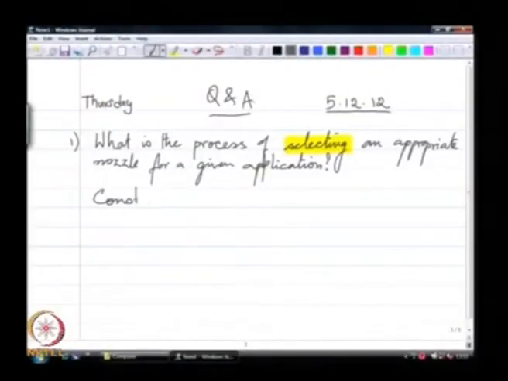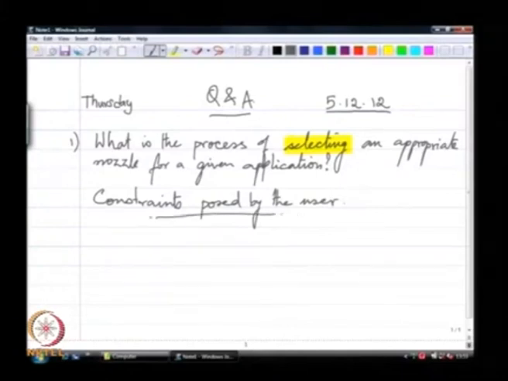Now, the constraints that are posed by the user. So, let us talk about those first. If you are the one that has been given the task of selecting an appropriate nozzle, these are questions that you have to ask your customer. So, let us say some Procter and Gamble comes to you and says, help me select a nozzle. These are the questions that you have to ask the company that has come to you asking for help. Okay. So, first question, what fluid do you want to spray?